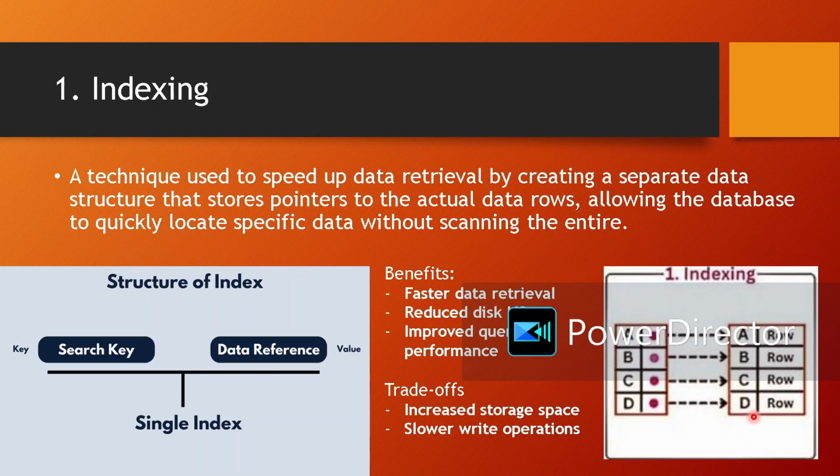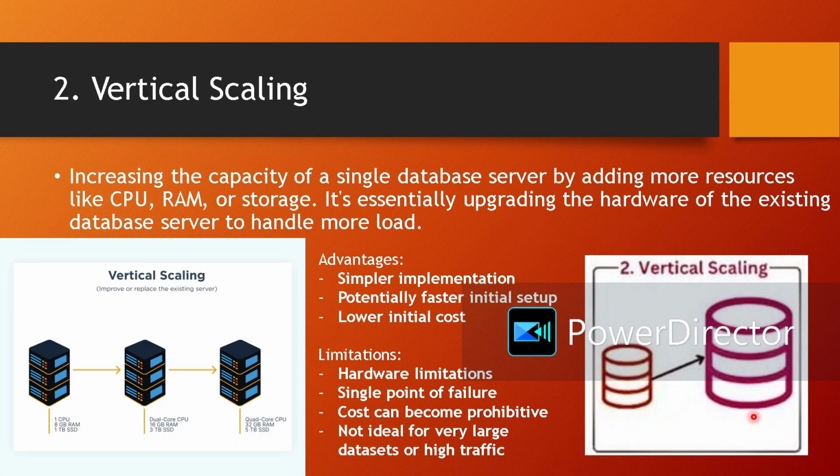Moving on with the second, that's vertical scaling. So, what is vertical scaling? The name itself suggests it: vertical means straight up in a line, and scaling means magnifying something. So, basically, vertical scaling is nothing but increasing the capacity of a single database by adding physical components like CPU, RAM, storage. In simple terms, it's increasing the hardware of the existing database to handle more load as more and more data is entered.